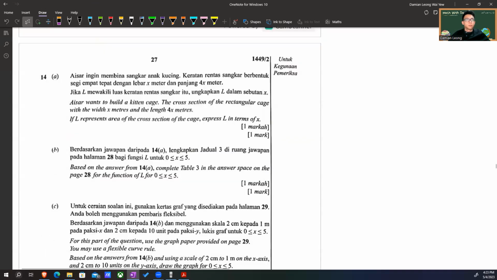Question 14. So part A, Isa wants to build a kitten cage. Cross section of the rectangular cage with width x meters and length 4x meters. So it's good to sketch it out. So this is a cage.